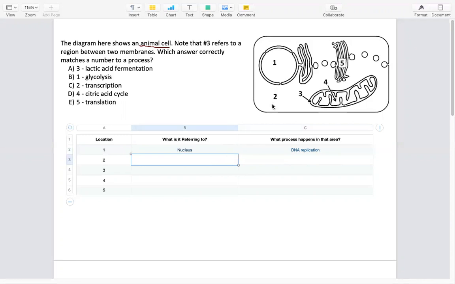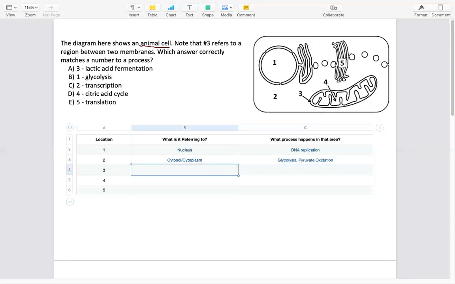Location two, it's the empty space everywhere. And so you guys would know that to be the cytosol or cytoplasm, same thing. Right, and so what happens in the cytoplasm that you guys know? For sure, we know that glycolysis happens there. And we know that pyruvate oxidation also.